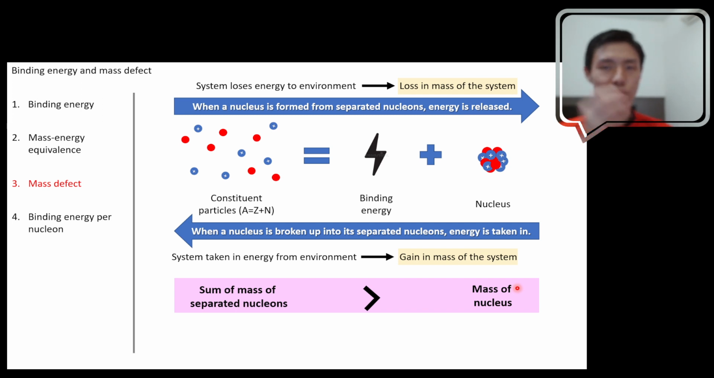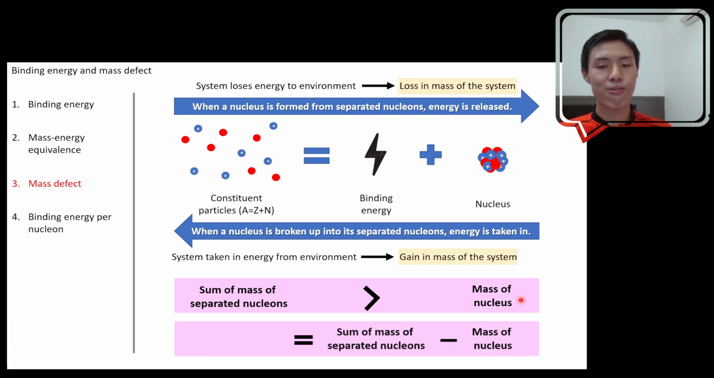Again, you should break away from your intuitive thinking, saying that they are the same amount of things. Why are they different in mass? Well, they are different in mass. This is what scientists have discovered. In fact, if you are separated, you have more mass. If you are formed together into a nucleus, you have less mass.